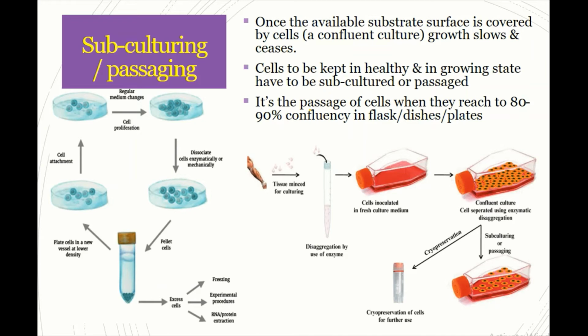So it is the passage of cells when they reach 80 to 90% confluency, either in a flask, in a dish, or a plate. For example, we're giving an example here. You've taken a tissue, disintegrated it using an enzyme, and then cultured it. This is your culture medium, and you can see now this is a confluent culture. It has grown 80% or even more. So you will do subculturing, so that you put it in a new media, or you cryopreserve. We look at cryopreservation, which is also a method of storage.